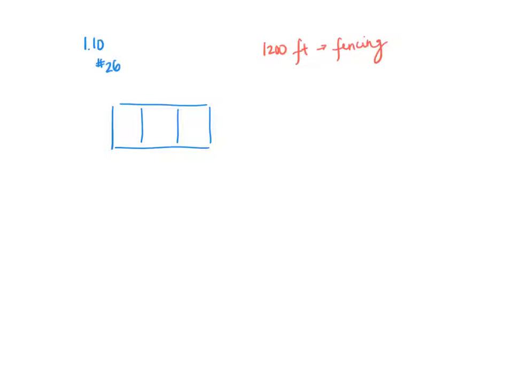Now in number 26, the only difference is it's not just around the four sides of the rectangle. There's actually some dividers that go in the middle. So that would be part of the 1,200 feet of fencing. So this is the diagram that was given, and notice that it wants us to express the area.